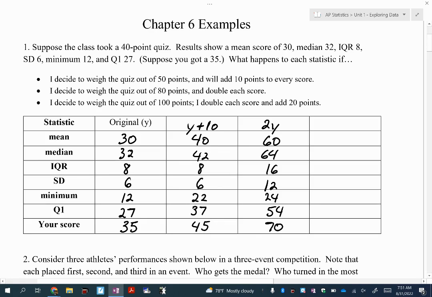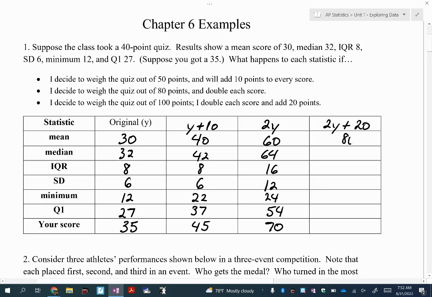All right, now the last one, and this is the kind of scenario you would definitely see on the AP exam. They're going to double the scores and then add 20. So double the scores and then add 20. So this is the tricky part. The doubling of the scores, that 2 times all the data values, will affect everything. But the adding of 20 will only affect measures of center. It's not going to affect the measures of spread, right?